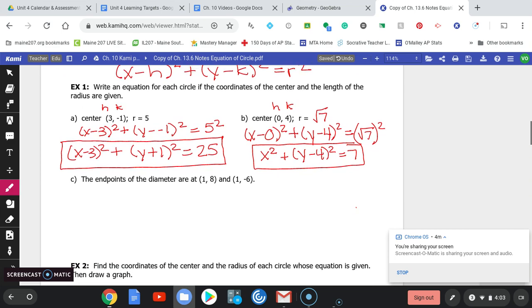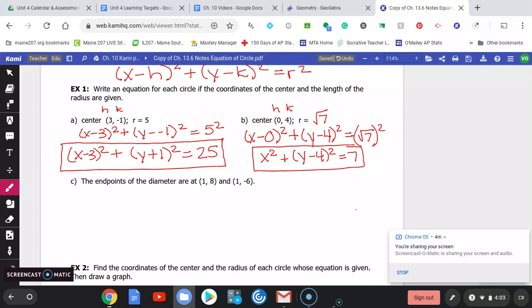All right. Now, C problem is similar, but there's a little bit of work to be done because they didn't actually tell us what the center and the radius are, but we can easily find them if we remember our midpoint formula and our distance formula. So the center is going to be equal to the midpoint of our diameter.